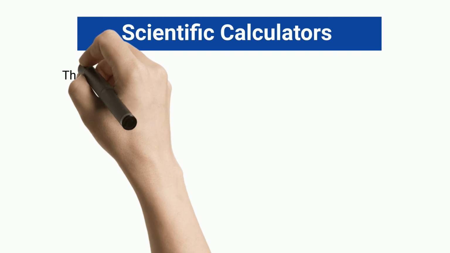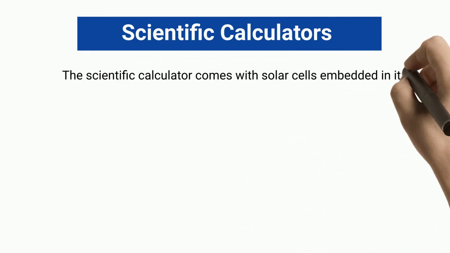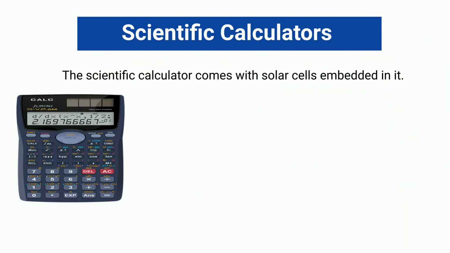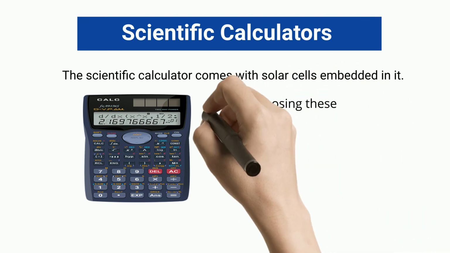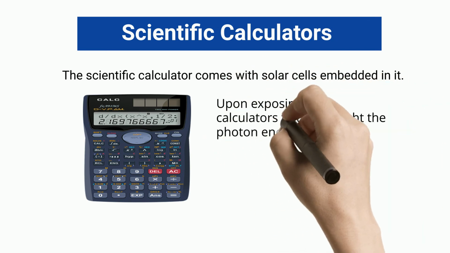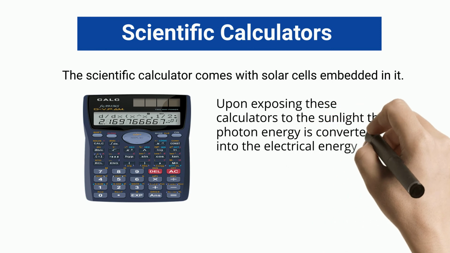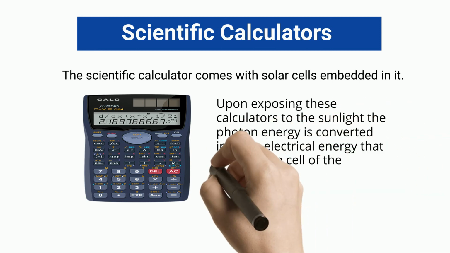Scientific calculators. The scientific calculator comes with solar cells embedded in it. Upon exposing these calculators to the sunlight, the photon energy is converted into the electrical energy that charges the cell of the calculator.